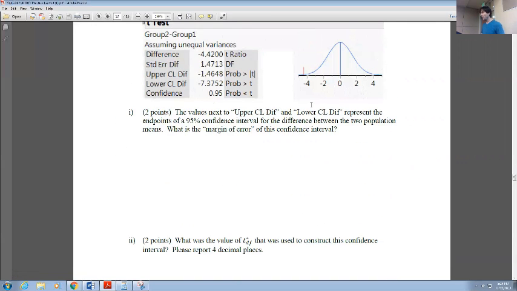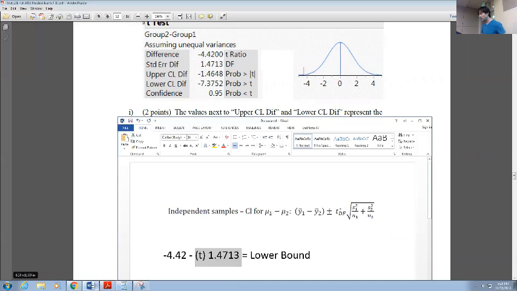And then I know that if I subtract the margin of error, I will get the lower bound. Going back to what we have in the problem, the lower bound is going to be negative 7.3752. So the lower bound right here is negative 7.3752. So now it literally becomes solving for the t. This is all it is.